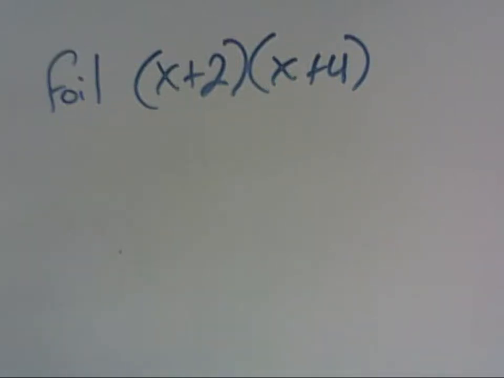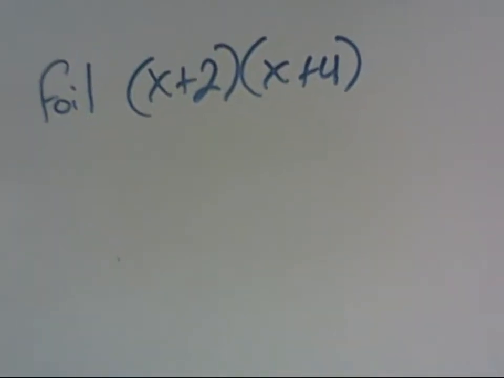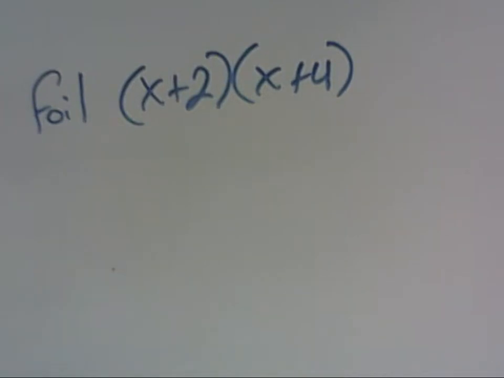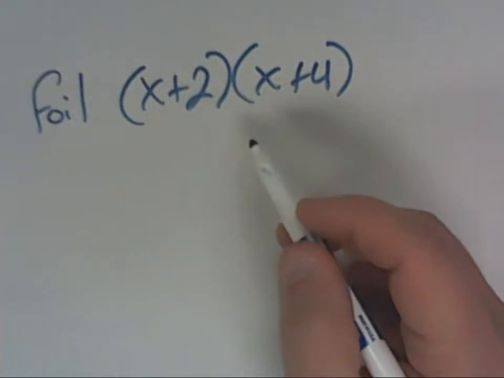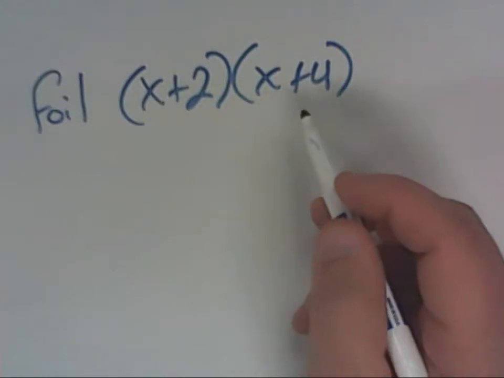All right, we're going to go through a progression of factoring so that we can learn how to factor numerous types of equations, quadratic equations, so that we can eventually solve them. But before we do, I want to just review foiling. And so let's say that we are multiplying x plus 2 times x plus 4.